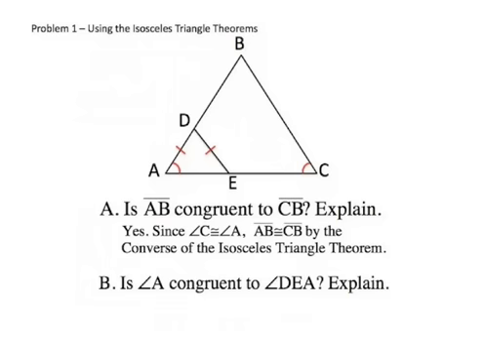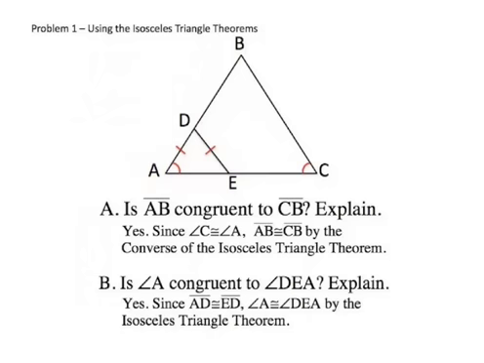Question B says, is angle A congruent to angle DEA? And of course to explain as well. Well, using the smaller triangle right here, we're going to say that since segment AD is congruent to segment ED, then angle A must be congruent to angle DEA by the isosceles triangle theorem. So the answer to question B is yes, angle A is congruent to angle DEA.